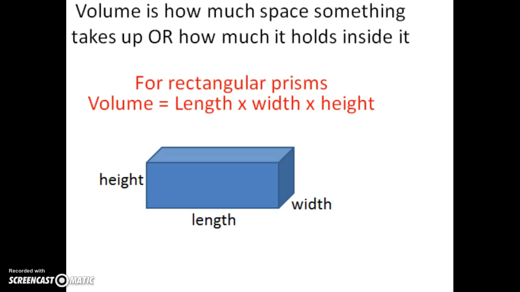This video's M6 should help you with how to find the volume of a right rectangular prism. Volume is how much space something takes up or how much it holds inside it. Like think aquariums, you're going to be putting water in there. For rectangular prisms, the volume equals length times width times height.